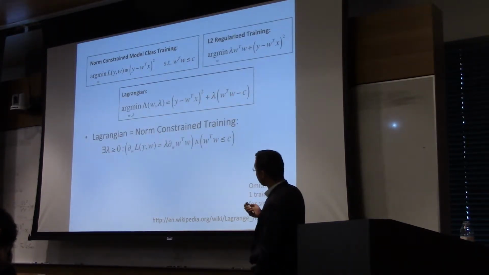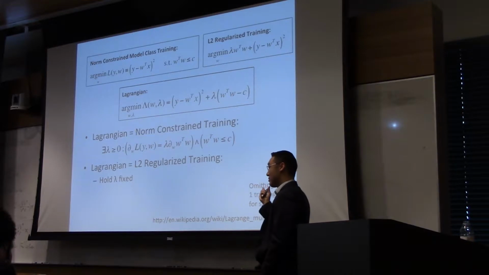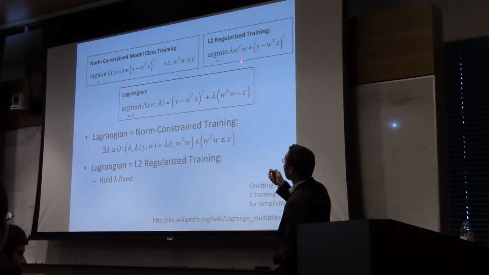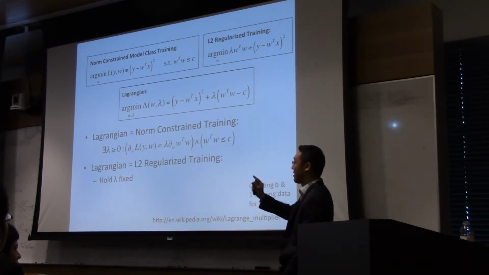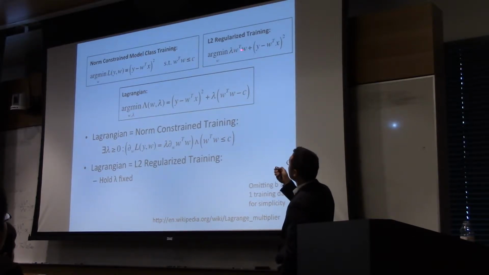But the main point of this slide is to show that these two optimization problems are equivalent. There's a one-to-one mapping between this optimization problem and this optimization problem. Excluding degenerate cases, every C maps to a unique lambda, and that gives you the same W back.